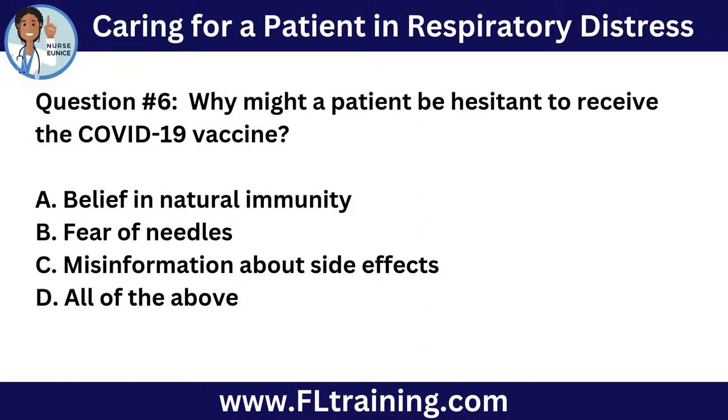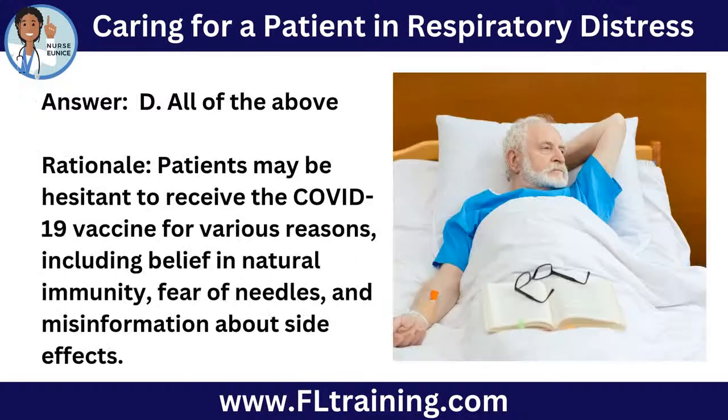Question number 6, why might a patient be hesitant to receive a COVID-19 vaccine? A, belief in natural immunity, B, fear of needles, C, misinformation about side effects, or D, all of the above? And Panda C, I think you got the answer correct. So great job, everybody. I see you, Claudia. If you chose D, you are absolutely correct. It is all of the above.